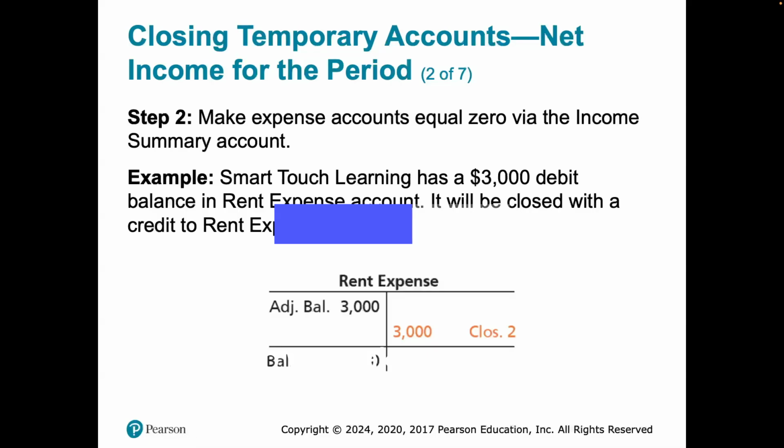So we make expense accounts equal to zero via the income summary account. When we do this journal entry, remember there are going to be multiple expense accounts. We'll see this on the next slide. You'll need to close out each of these accounts in the ledger one by one. Smart Touch Learning has a $3,000 debit balance in the rent expense account. It will be closed with a credit to rent expense. So we start off with a credit to rent expense, and then we'll need to credit all the other expense accounts as well.